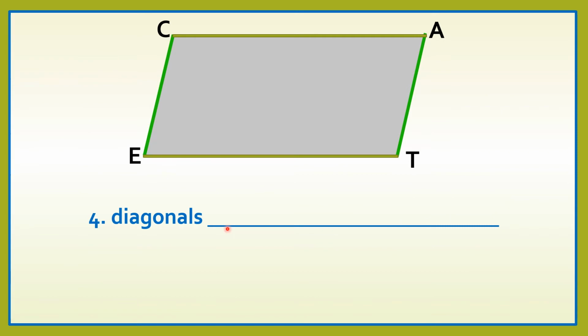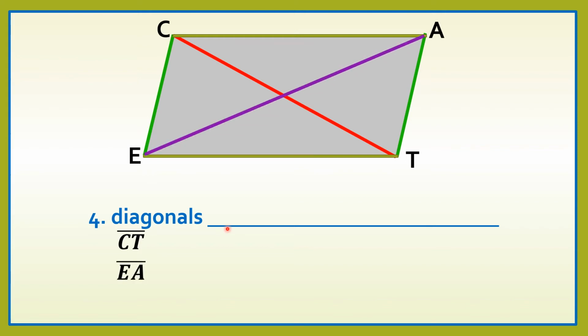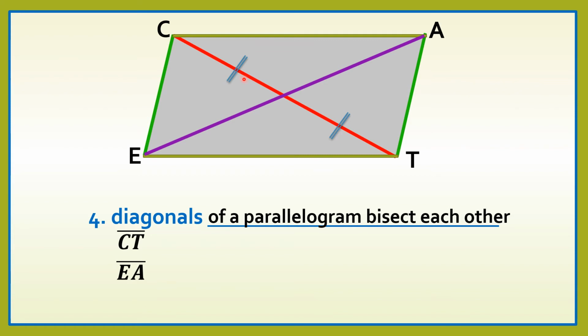Let's go to diagonals. Let's have here segment CT. That is the first diagonal. Next, segment EA. That is the second diagonal. So, diagonals of a parallelogram bisect each other. So, pag nag-bisect sila, it means mahati ng dalawang equal part yung segment ng diagonals. So, let's say yung segment CT binisect ni segment EA. Therefore, itong segment na to at this side, they are congruent. And the other one, itong side na to, or itong segment na to, is also congruent to this side or this segment.